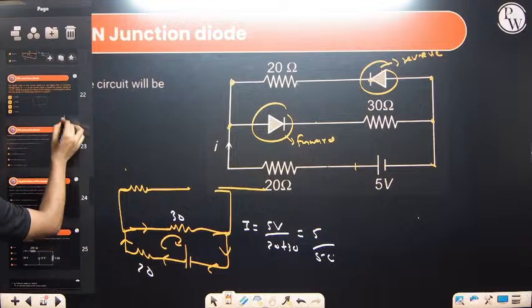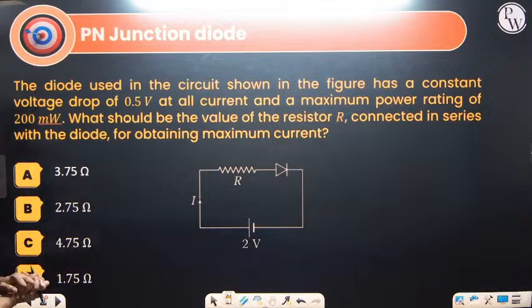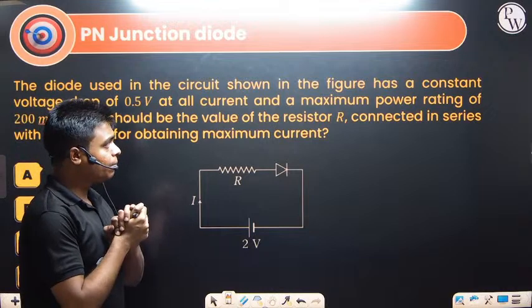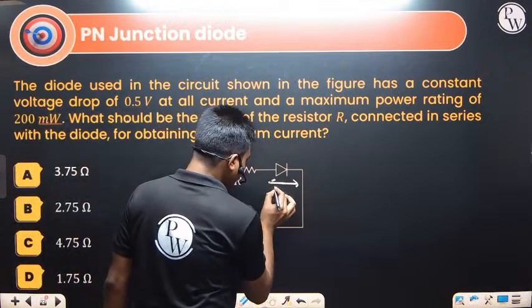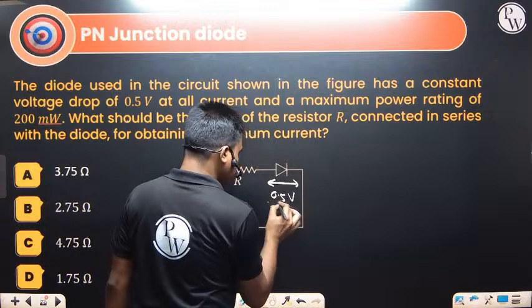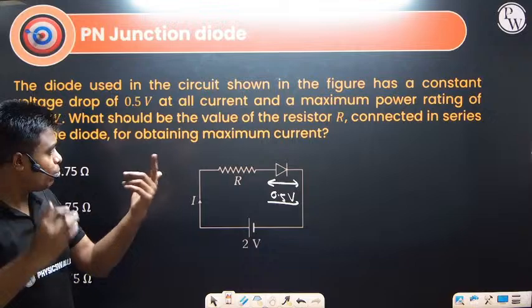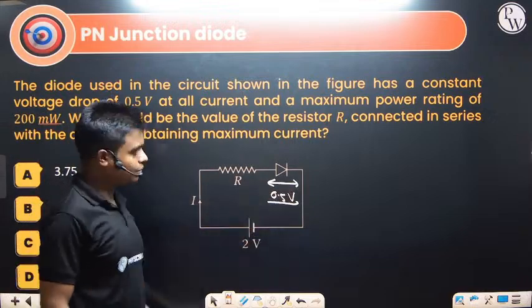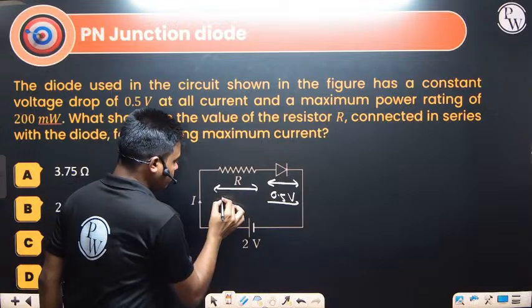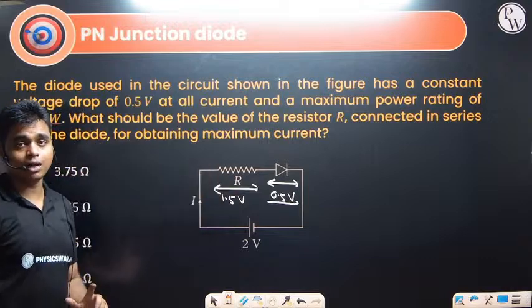Right. So moving next, the diode used in the circuit shown in the figure has a constant voltage source of 0.5 volt at all current. So there is constant voltage source of how much? This one is 0.5 volt. This is what we can define. This is the potential barrier of the diode. Means it will take 0.5 volt as its potential barrier. Remaining how much we have? 2 volt in this 0.5 volt. So remaining potential difference how much we have? That is 1.5 volt that we are having. That is across the resistance we have.